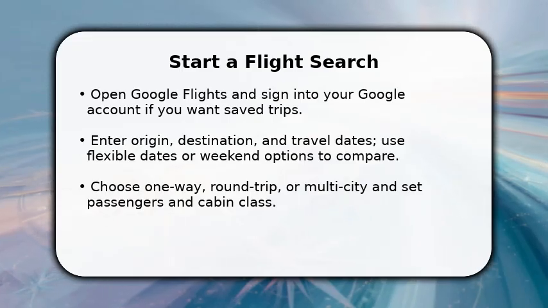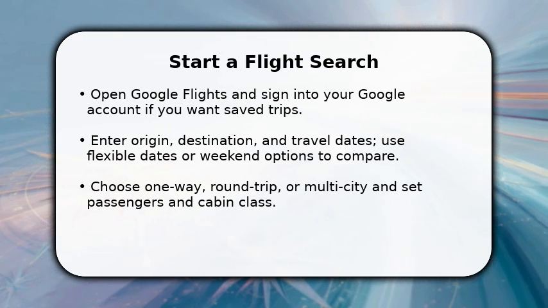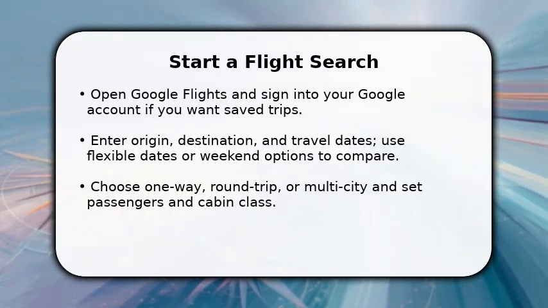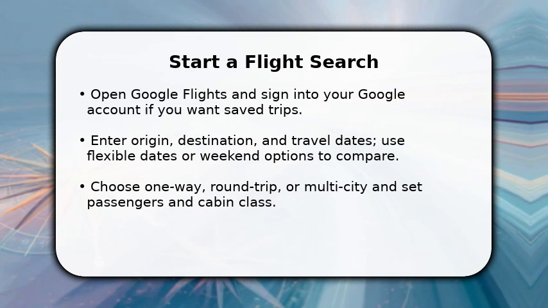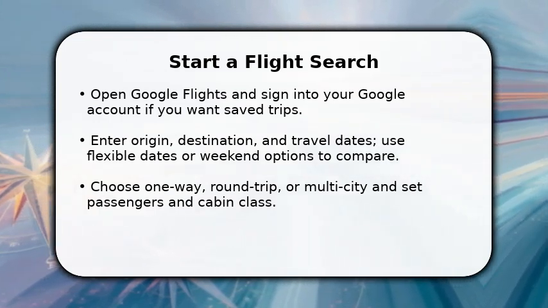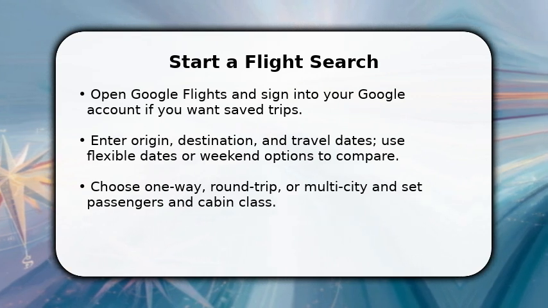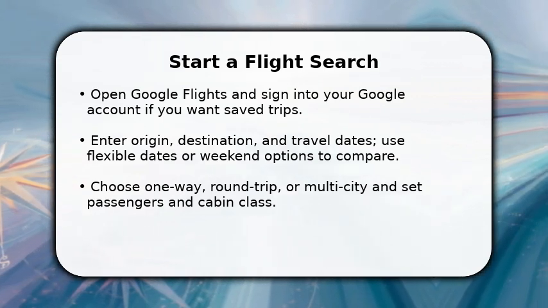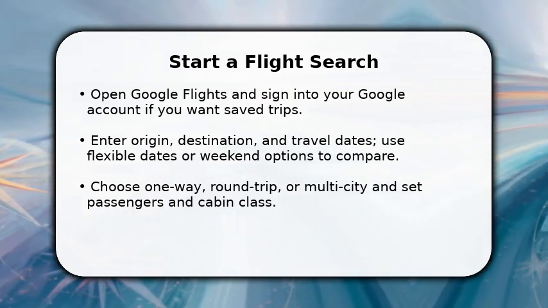You start by opening Google Flights and entering where you're leaving from and where you're going. Once done, pick travel dates and the trip type, round trip, one-way, or multi-city, because that changes available fares. Make sure passenger count and cabin class are accurate. This affects price and seat availability.